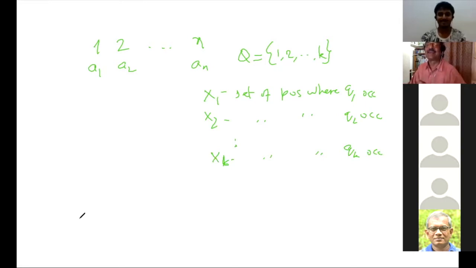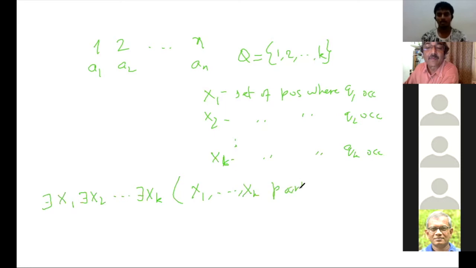So now I can completely describe the run of the automaton on the word A1 to AN. I can write: there exists x1, there exists x2, there exists xk, such that certain conditions hold. I have to make sure that if a position is labeled by a state Q1, it is not also labeled by Q2. Basically, x1 to xk partition 1 to n. Because x1 is the set of positions where Q1 occurs, x2 where Q2 occurs, and so on, the union of all of them has to be 1 to n, and they have to be disjoint. Is this clear? So they have to form a partition.